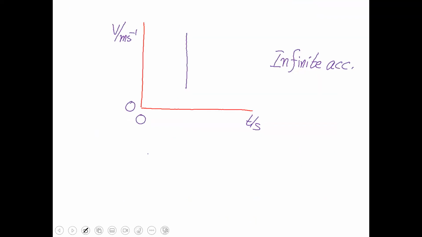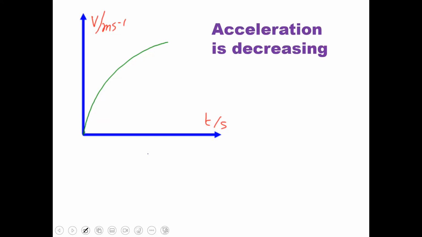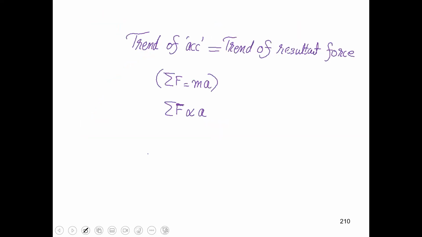When a line is parallel to the y-axis, gradient is infinite. Look at this graph. The graph is losing the gradient. It means acceleration is decreasing.